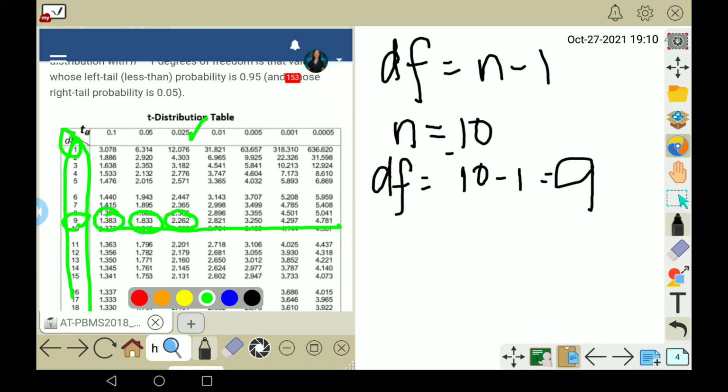For your 99%, we have 2.821. For your 99.5%, we have 3.250. For your 99.9%, we have 4.297. And for 99.95%, we have 4.781, with a degree of freedom of 9. Okay, that is how we are going to look for the T values.